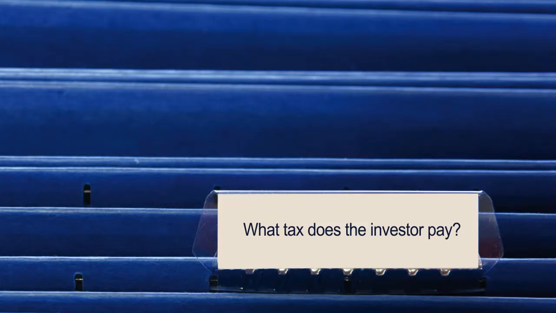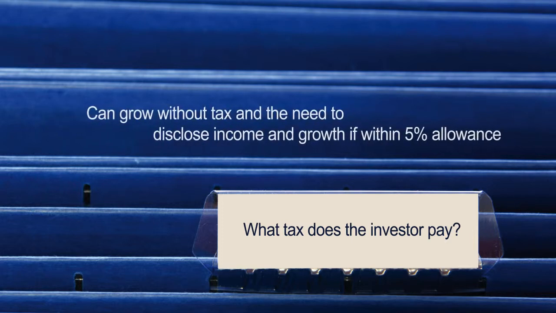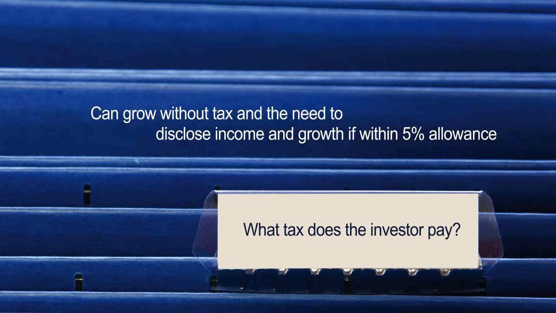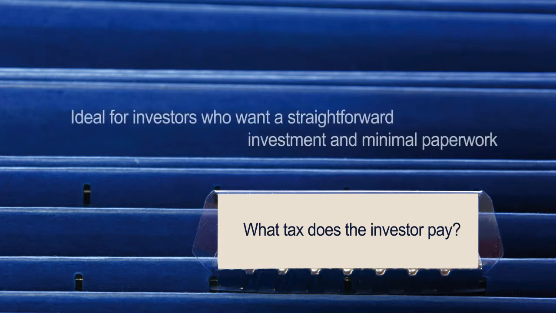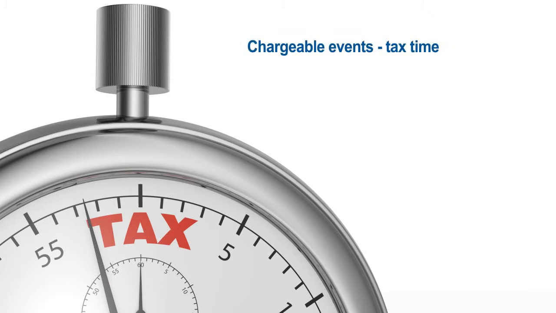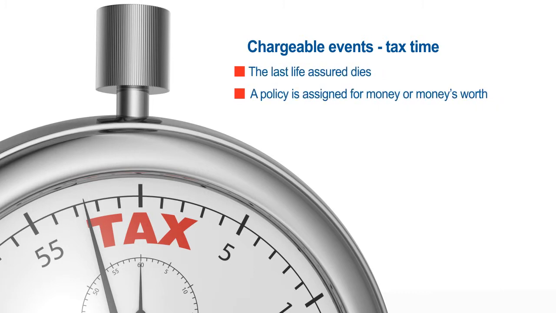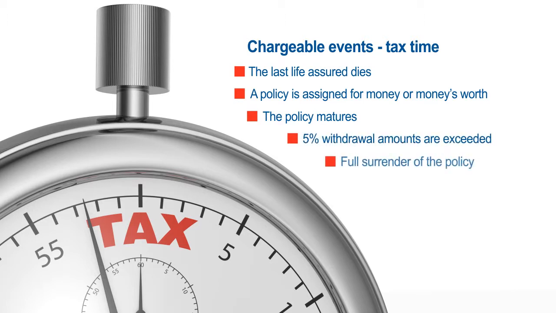So what tax does an investor have to pay personally? A bond can grow without any personal tax charge and without any need to disclose income or growth, providing withdrawals are within the 5% allowance. This makes bonds ideal for those who want a straightforward investment and minimum paperwork. However, investors may have tax to pay when a chargeable event occurs. A chargeable event is when the last life assured dies, or a policy is assigned for money or money's worth, but note this does not include when a bond is gifted away. It also occurs when it matures, although in general most bonds are open-ended, when the 5% withdrawal amounts are exceeded, or on full surrender.